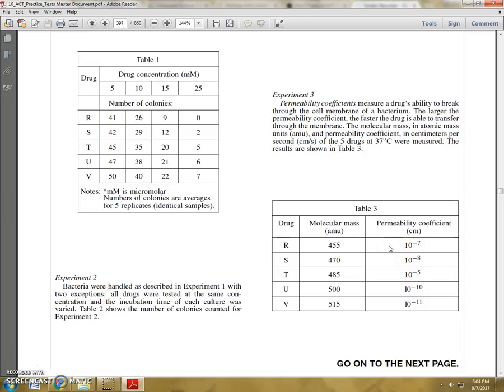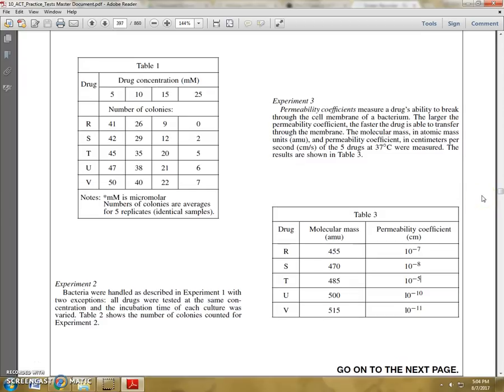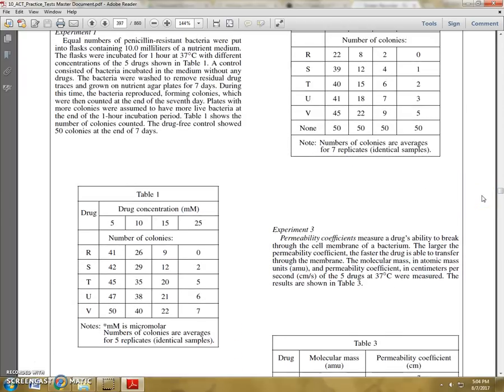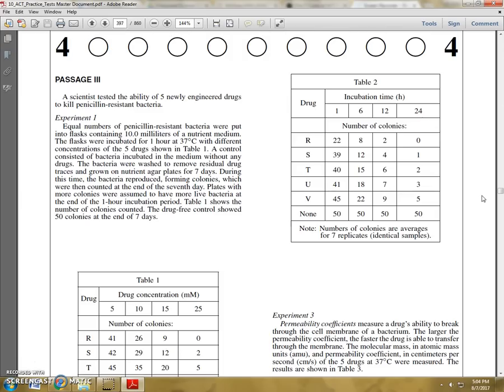Number 17, which of the following statements best describes the relationship between incubation time and the number of live bacteria in experiment 2? So looking at experiment 2, we're looking at the incubation time. We can see that incubation time obviously increases, and it would make sense that if you're soaking these bacteria in some kind of antibiotic, probably the longer it's in there, the more colonies that are going to be dead. If we look at all the data, that's exactly what holds true.